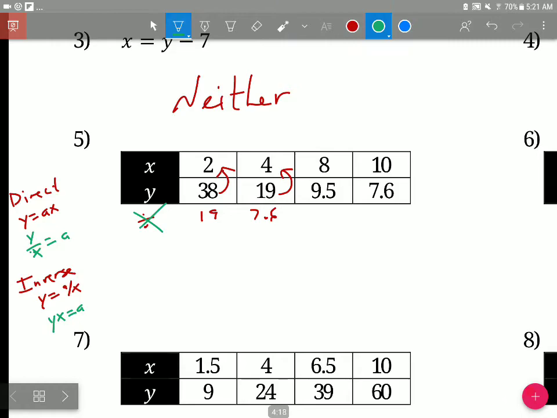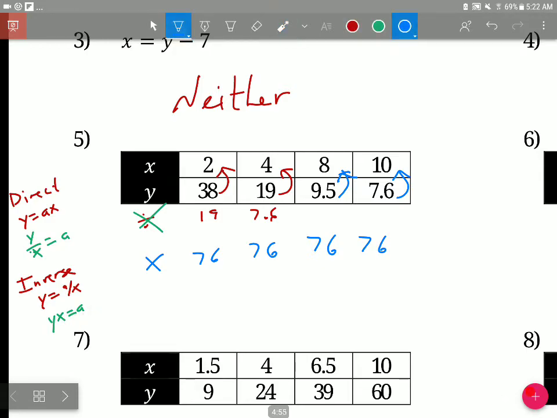Okay, so let's try multiplying. We just multiply them together. 38 times 2 is 76. 19 times 4 is also 76. Hey, look, we're seeing a pattern. 9.5 times 8, that is also 76. And 7.6 times 10, yeah, that's 76 as well. I just multiplied all my y's by my x's all the way down the list. Since I got the same thing when we were multiplying, it is an inverse relationship.